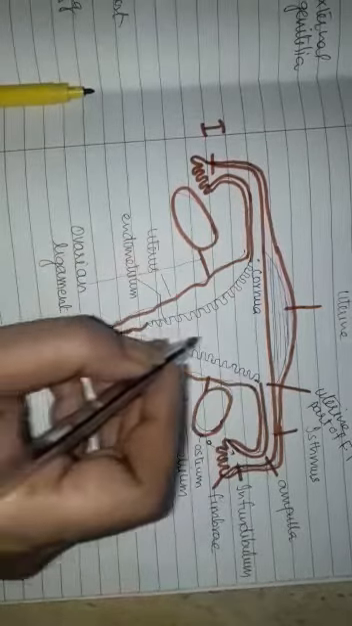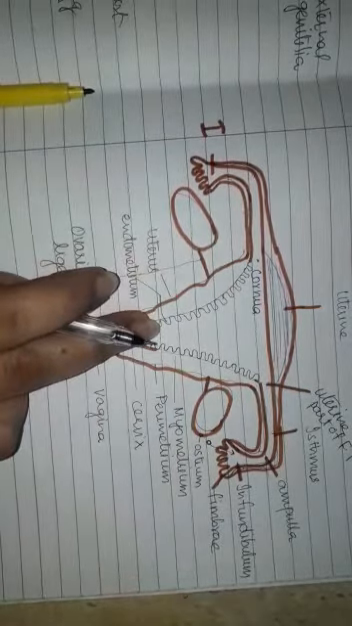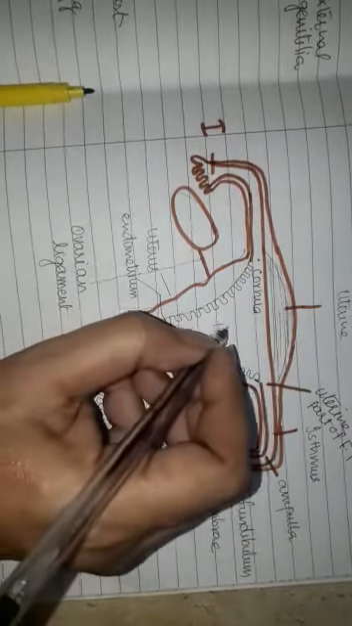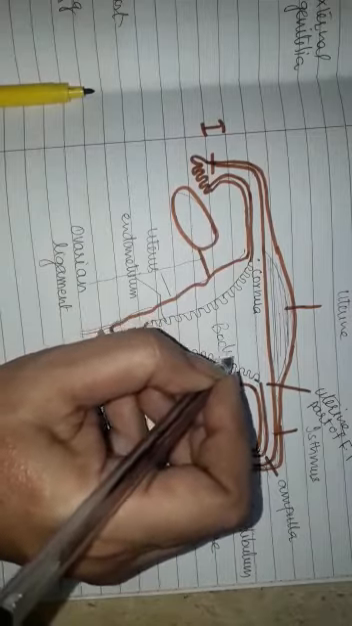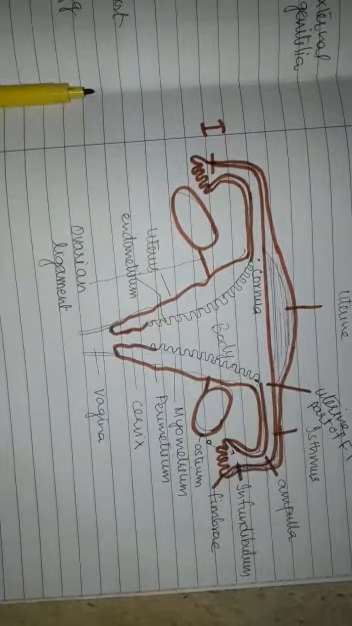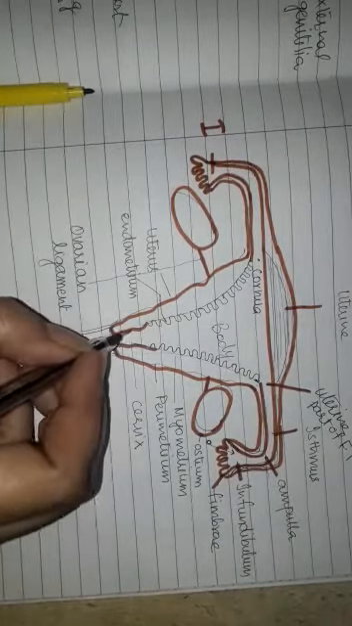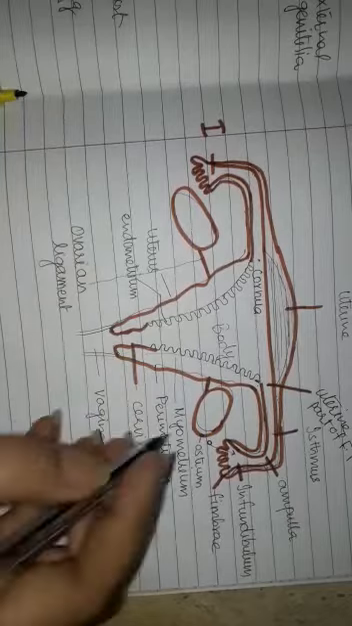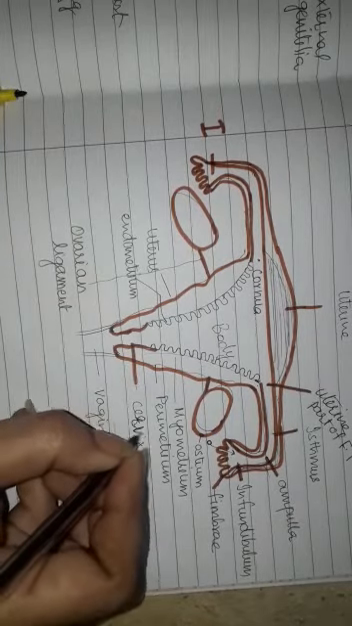This is the middle large part of the uterus, which is the main part. This is called the body of the uterus. And the narrow region of uterus, this is called cervix. So uterus has the four parts.